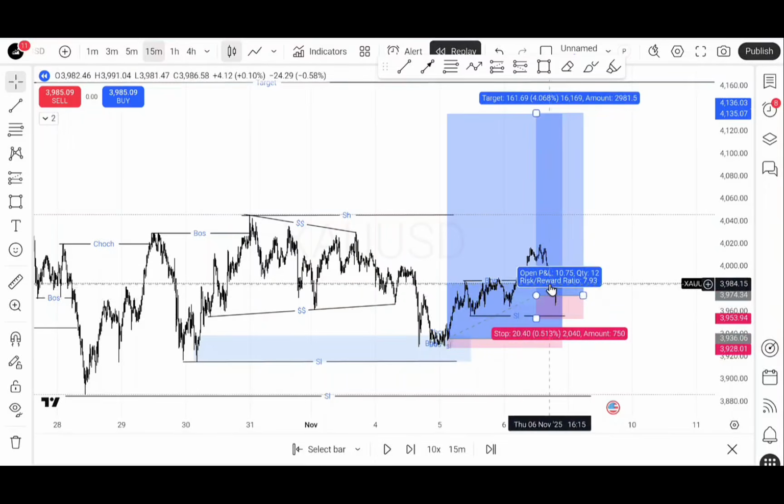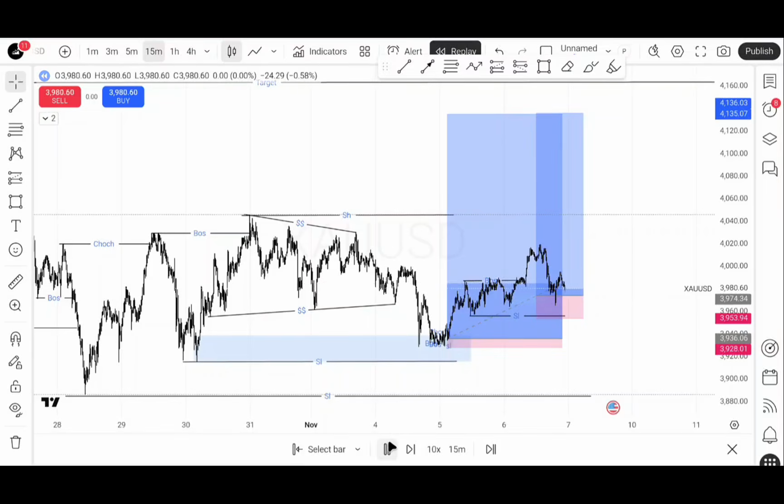Okay, we got tagged inside, you see. So this is how simple it is.